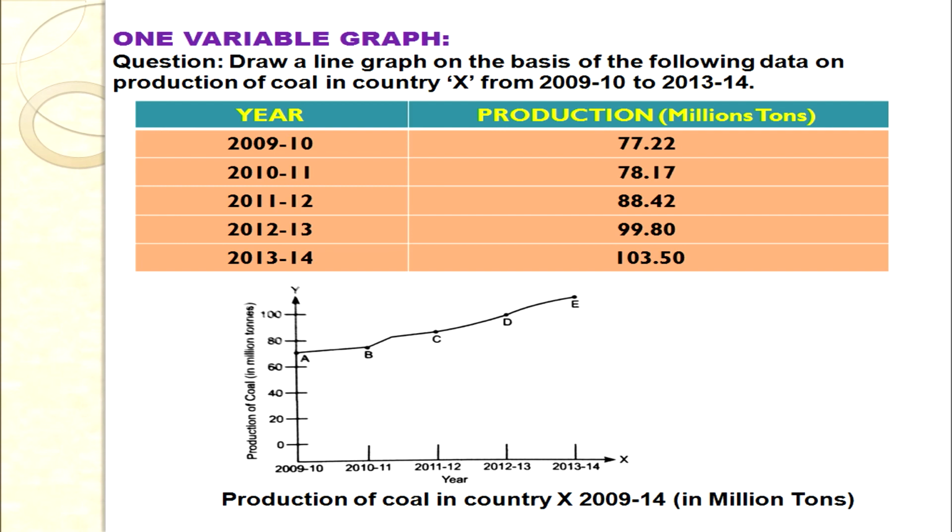Likewise, for 2012 to 13, the data is 99.80. We have plotted the point D for the year. In the last, 2013 to 14, it is 103.50, that is point E. Once you have plotted the points A, B, C, D, E, then join these points with the help of a scale, and in this way you will get the one variable graph.